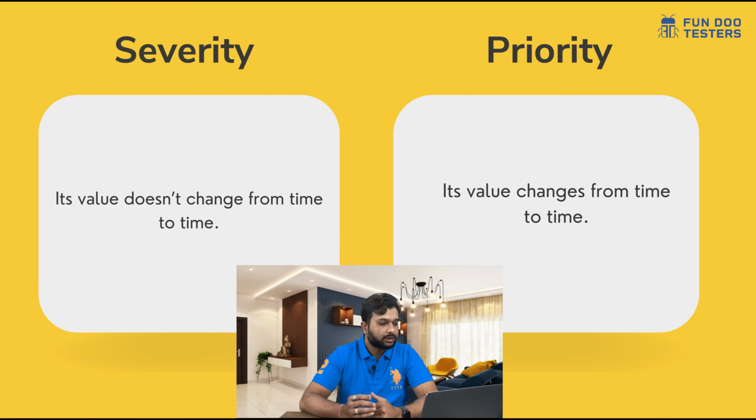Later on, severity means its value doesn't change, and the priority value keeps changing. I said the project manager can decide the priority and severity, but the bug severity is not going to change. They are not going to change the severity of the bug. Later on, there are different types of severity and different types of priority.